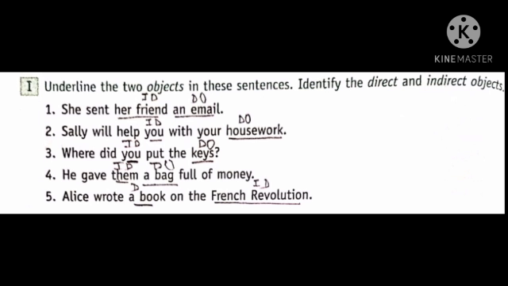Now students, we will do exercise I. Underline the two objects in these sentences and identify the direct and indirect objects. Number 1, she sent her friend an email. So in this sentence, her friend is the indirect object and email is the direct object. Likewise, others have been done for you.